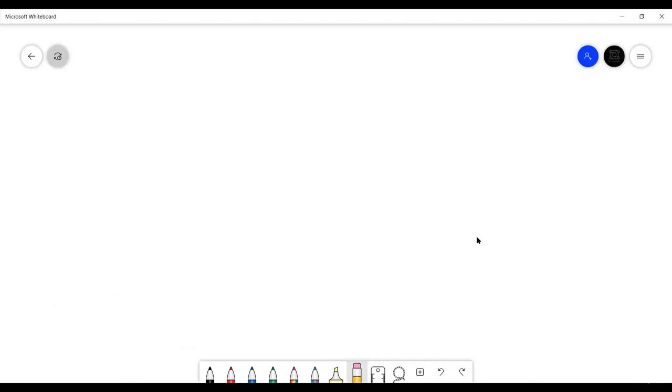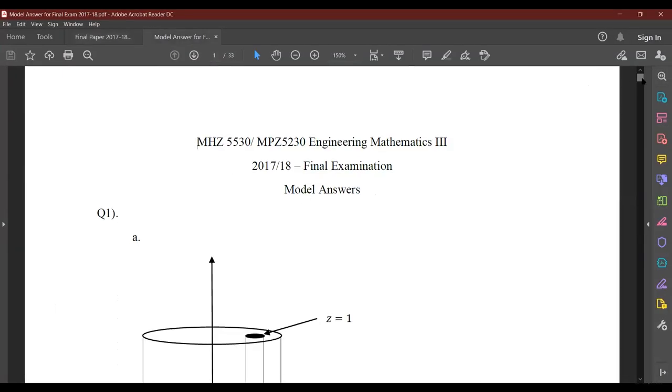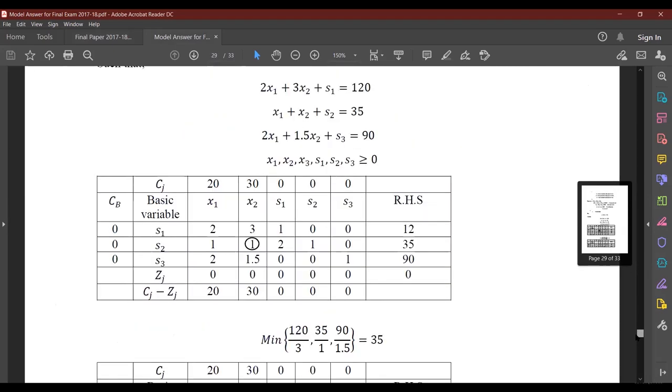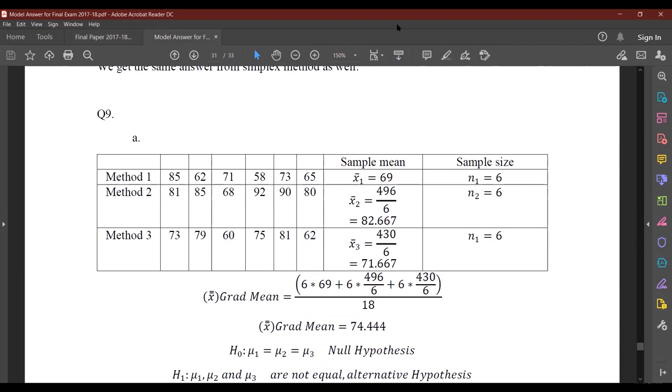So the data are, for method one, and so on. I'll use the scheme here so it would be easy for me. This is method one, method two, and method three. You can find the mean, and finding the mean is easy. The grand mean means adding all these 18 values and dividing by 18. That is the grand mean, which is also a fairly easy part.